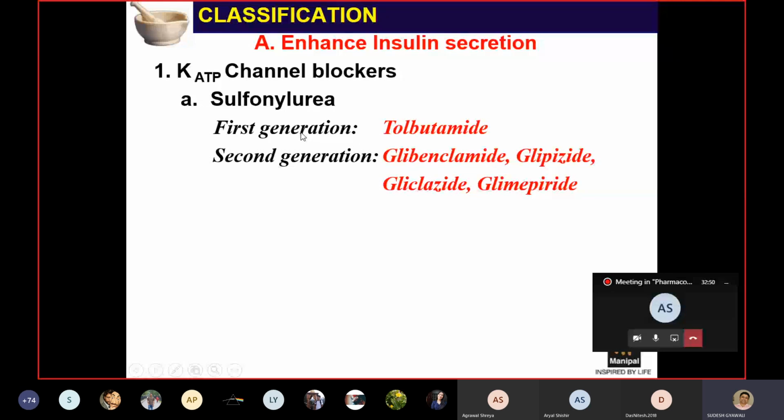Out of this, the first generation is not very commonly used nowadays, okay. The second generation, glibenclamide, is also not commonly preferred nowadays, but glipizide, gliclazide, glimepiride, etc. are all very important, very commonly used anti-diabetic drugs, okay. The other group is meglitinide, which is repaglinide and nateglinide. It also acts by the same mechanism, that is potassium channel blockers, okay.